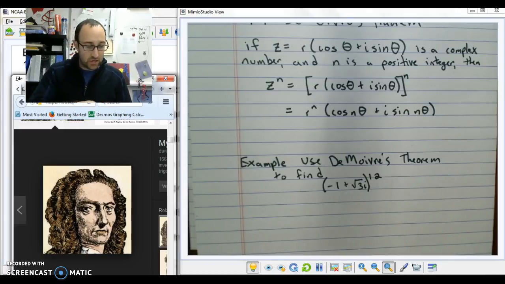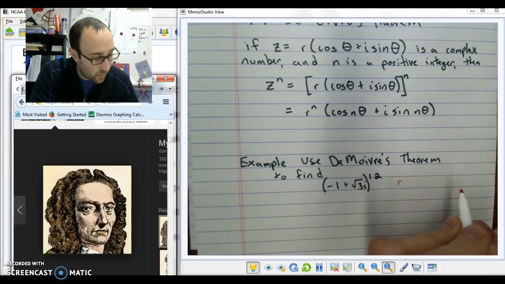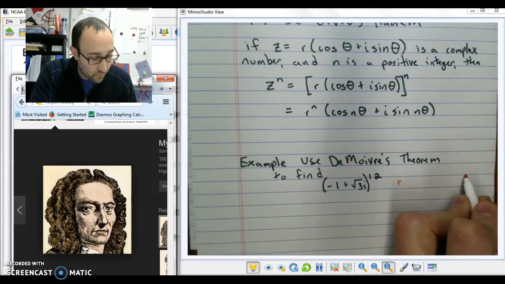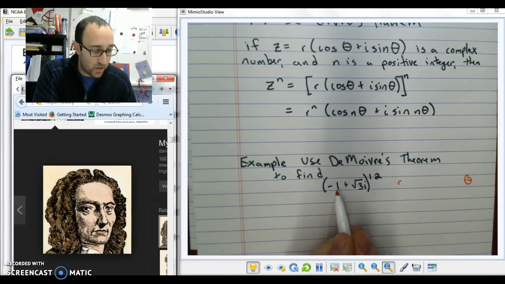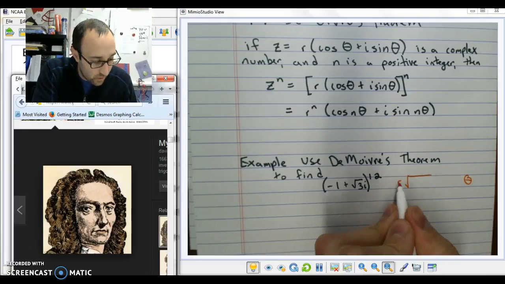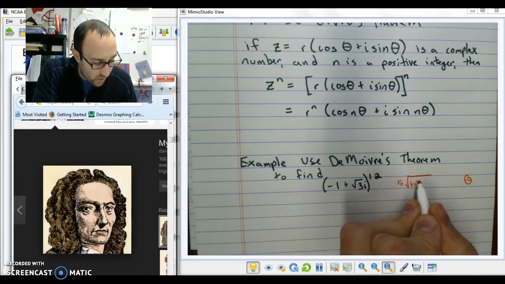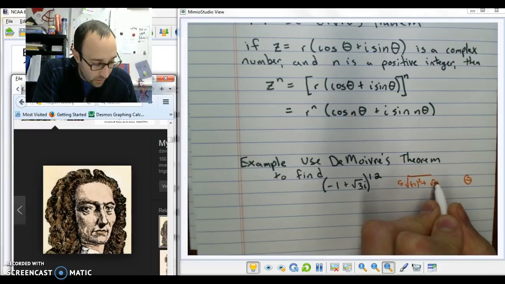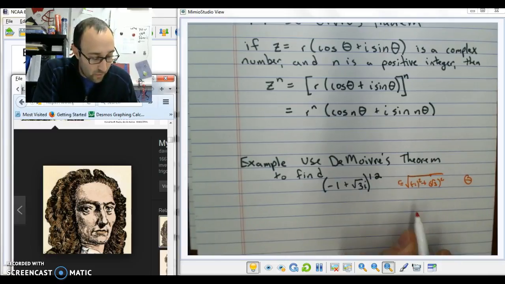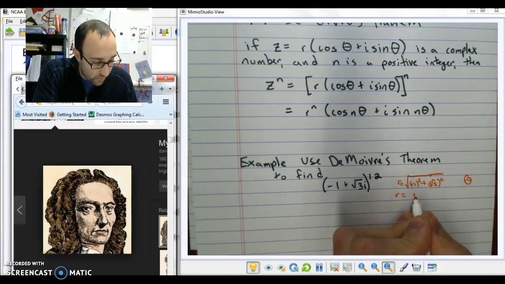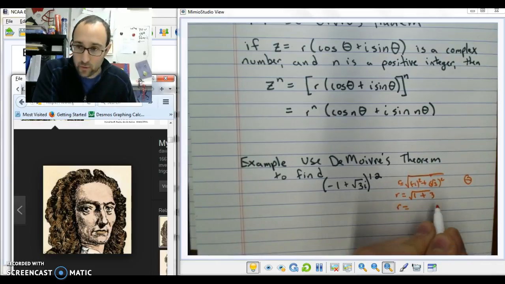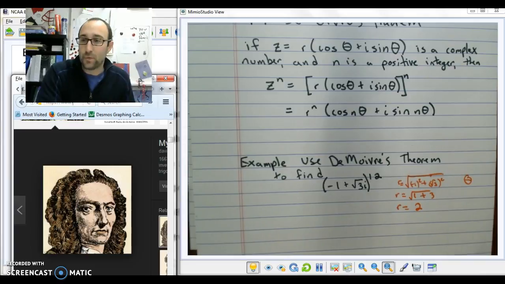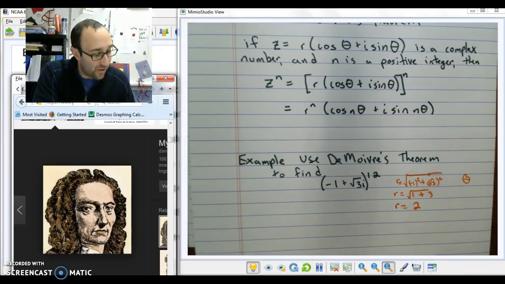What we need to know is two things: we need to know r and we need to know theta. So for r, we're going to take the square root of negative 1 squared plus the square root of 3 squared. So we end up with r equal to the square root of 1 plus 3, which is the square root of 4, which is 2. So we have r. Now we need to know what theta is.